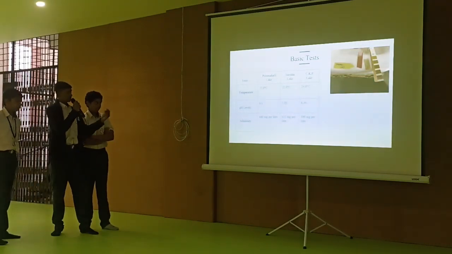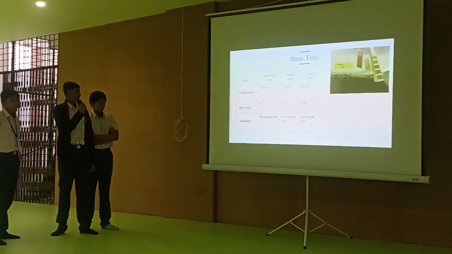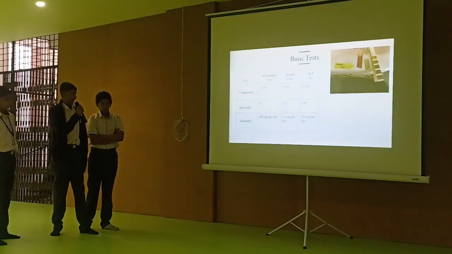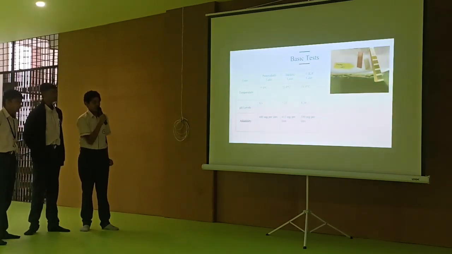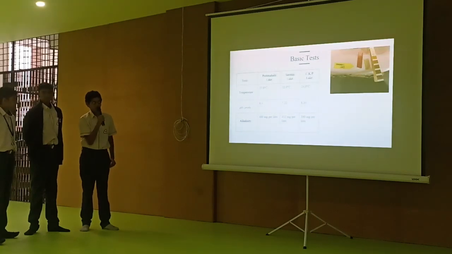So as you can see, Puttenahalli Lake, Sarki Lake and CK Paya Lake have a pH level of 9.1, 7.22 and 8.34 respectively. The alkalinity of the three lakes are 480 milligrams per liter, 412 milligrams per liter and 390 milligrams per liter respectively.